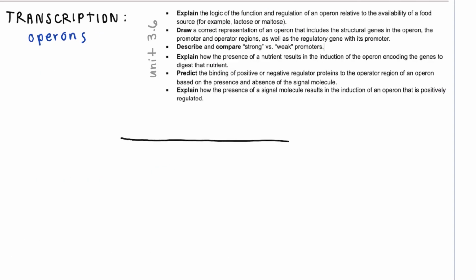We have hit all the learning objectives, so now we're going to move on to Unit 3.6 Operons. Usually, we already know that the structure of a gene that's going to be transcribed is basically a promoter, a terminator, and one gene in the middle.